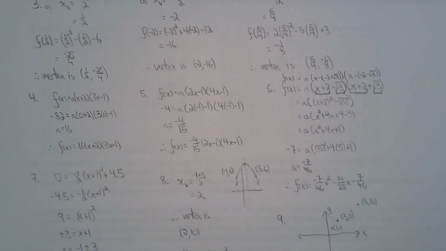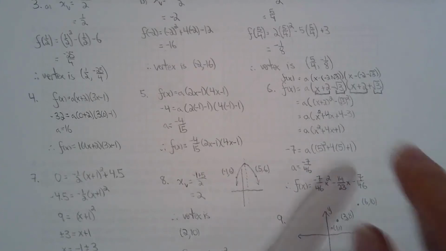Questions 4 and 5 are very similar. You're given the zeros and a point. So using the zeros, you can create the factors, and then you can use the point to solve for the a value, and then you're done. Let's see. For question 6, question 6 is very similar to 4 and 5.